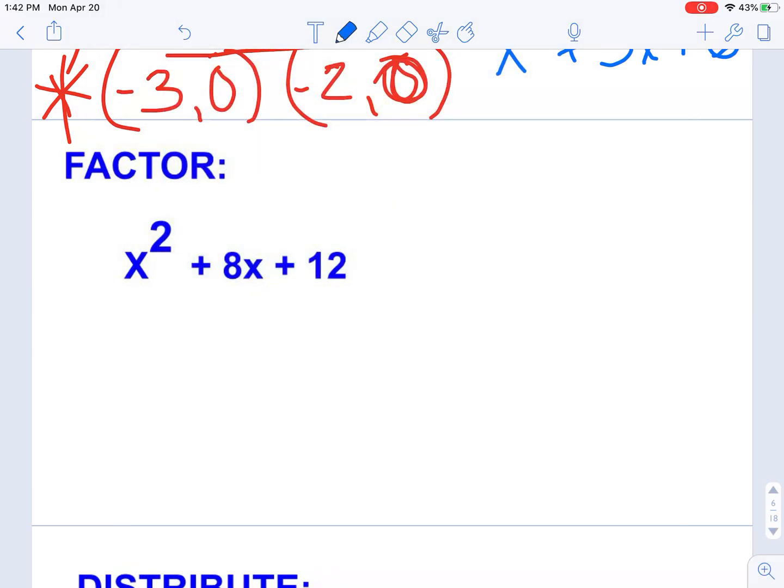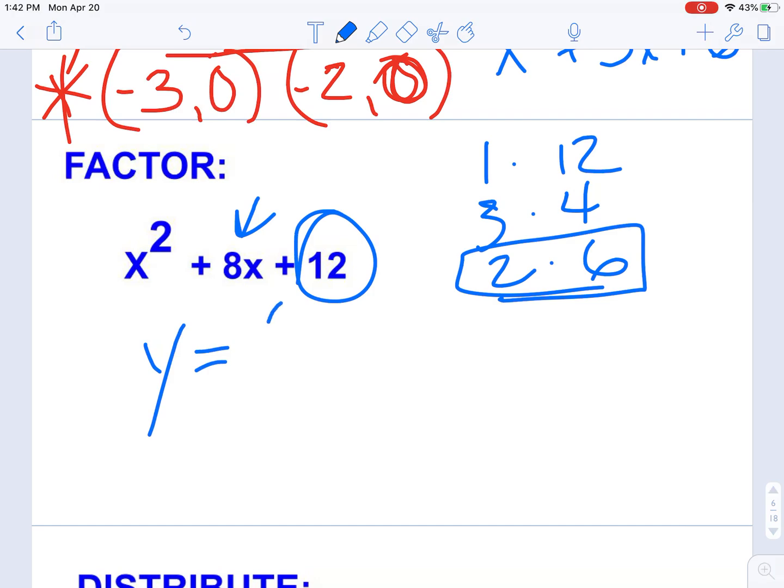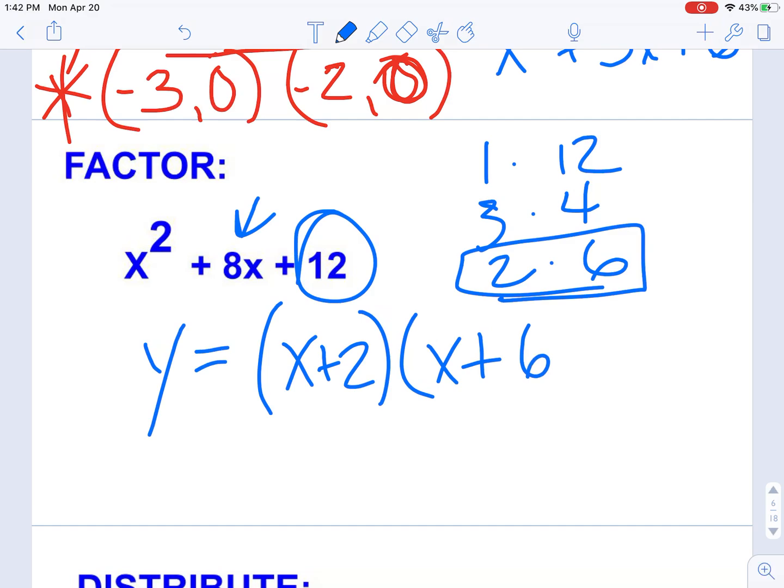Okay, here is what we practiced yesterday in the Khan Academy videos. I'm going to look at this value 12 here, and I'm going to write down all my factors for it. 3 and 4, 2 and 6. Then I'm going to look at these number combinations and figure, well, which ones add up to 8? And the reason I'm adding is because all these numbers here are positive. So it's actually 2 and 6. They add up to 8 nicely. So factored out, this would be y equals x plus 2 times x plus 6.